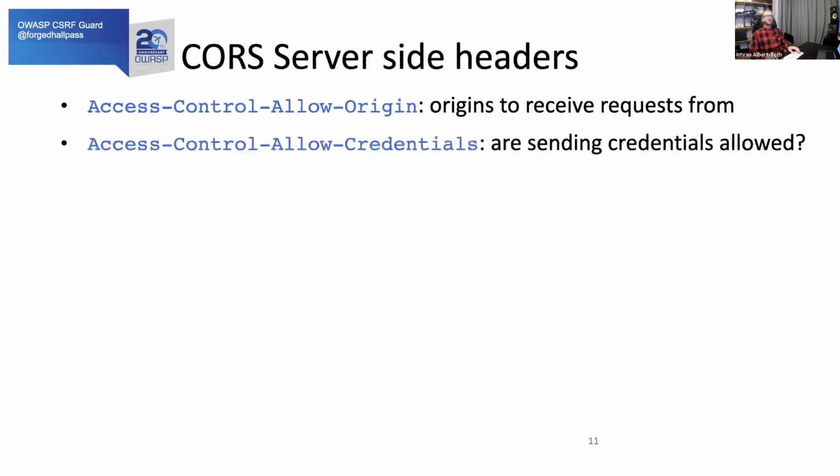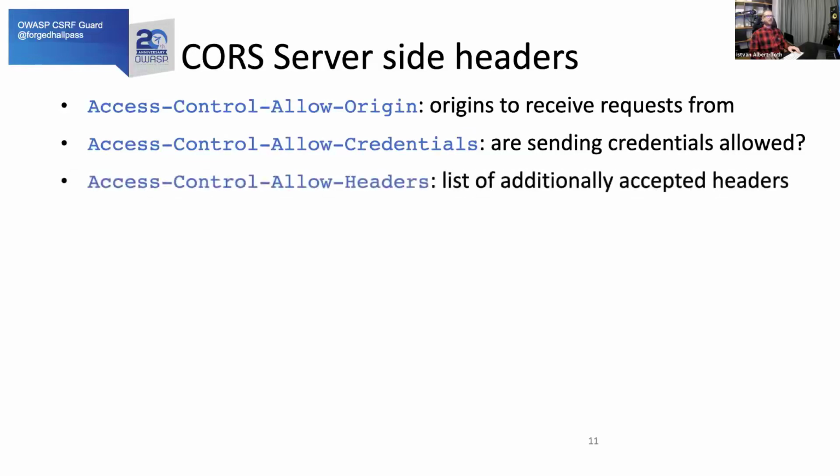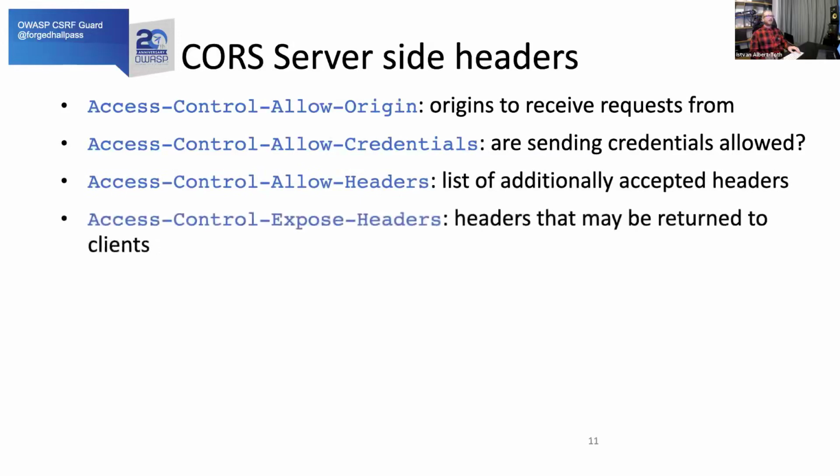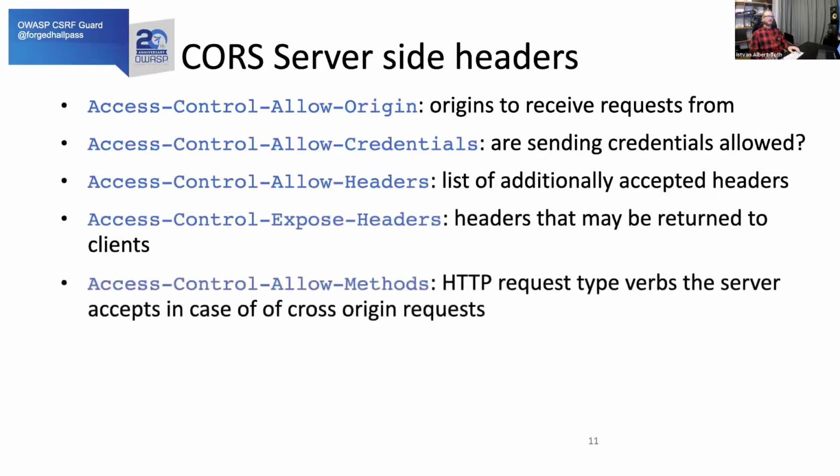There's then the Access-Control-Allow-Credentials header. This decides whether sending credentials is allowed. Like I said, session cookies, basic authentication, client certificates, and so on. What kind of headers are allowed, custom headers, in case of CORS requests, and what kind of headers will be sent back to the clients.